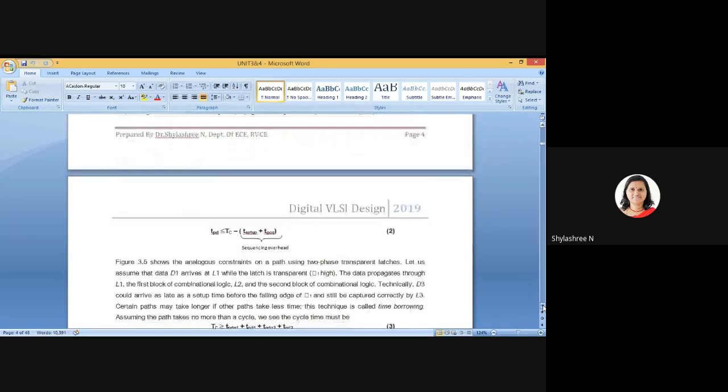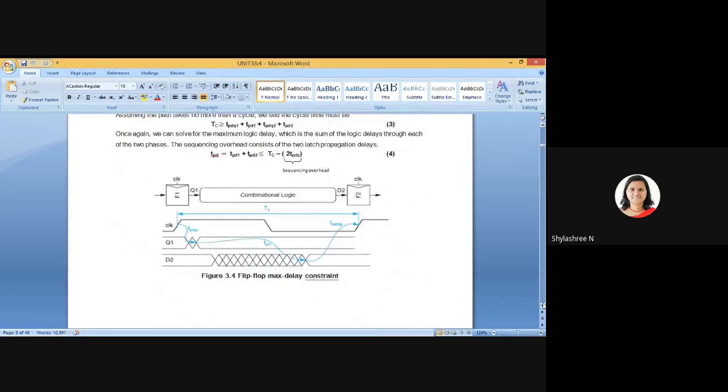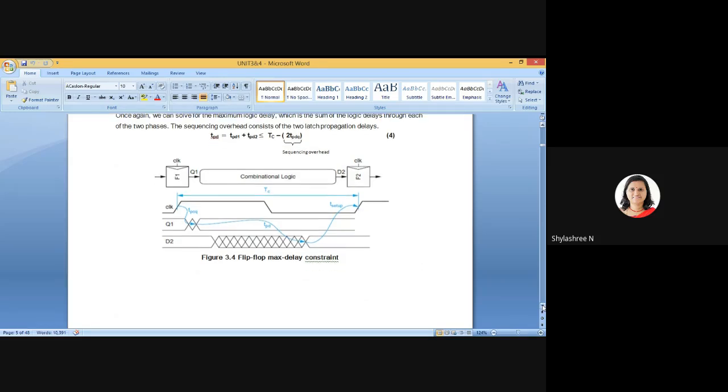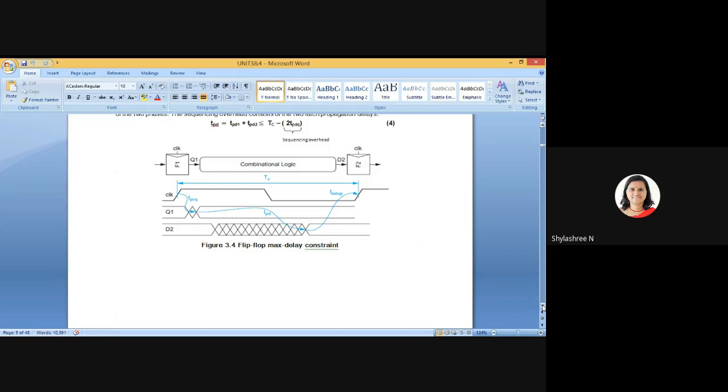We will discuss the maximum delay constraints, okay? I'm going to discuss the maximum delay constraint with all three circuits, that is, your flip-flop based circuit, two-phase latch based circuits, and pulsed latch circuits. Okay, now my question is, what do you mean by a setup time failure or a maximum delay failure?